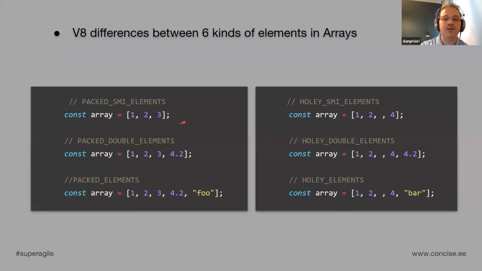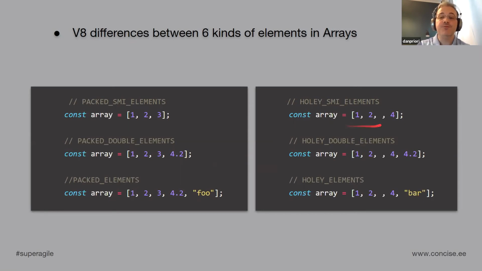First, we have the default array version, which is just integers. If you don't define the type of array, it will automatically create the packed SMI elements type of array, which is just based on integers. If you have float numbers, we call it packed double elements. It's a different type of array. Then packed elements with strings, which are those arrays that have floats, strings, and any kind of normal primitive values.